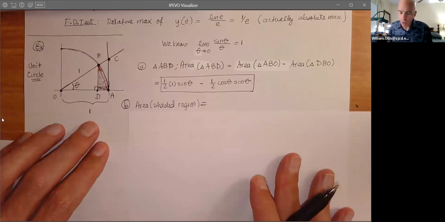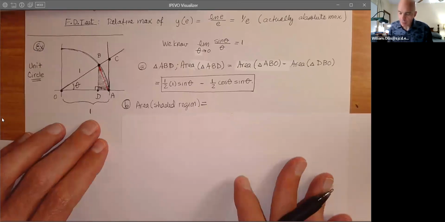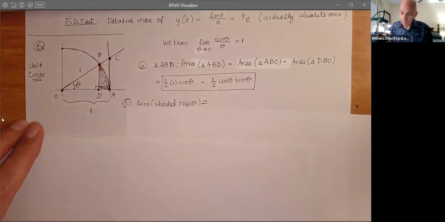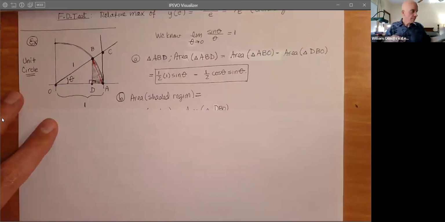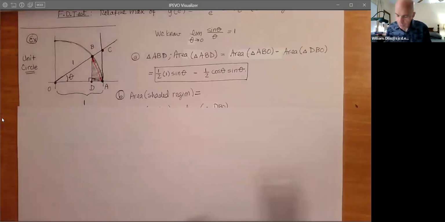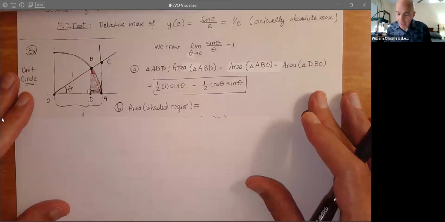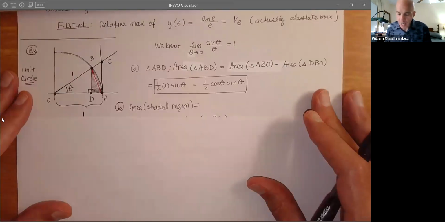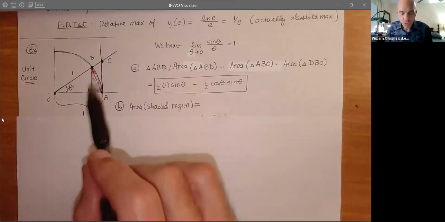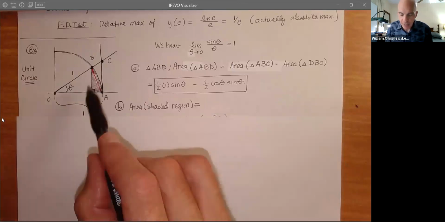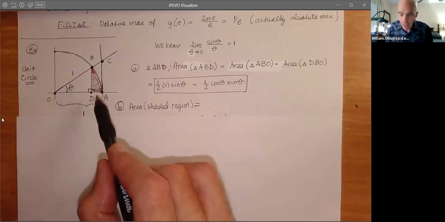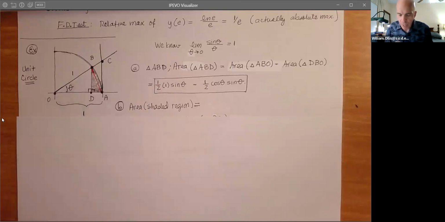So this, I like how WebAssign set this up. They did it in parts. And my drawing was so good, I wanted to use it. Now we want the area of the shaded region. So what Professor Ron did, in your WebAssign, this is shaded yellow. So we shade this and think, okay, how can I get the area of the shaded region?